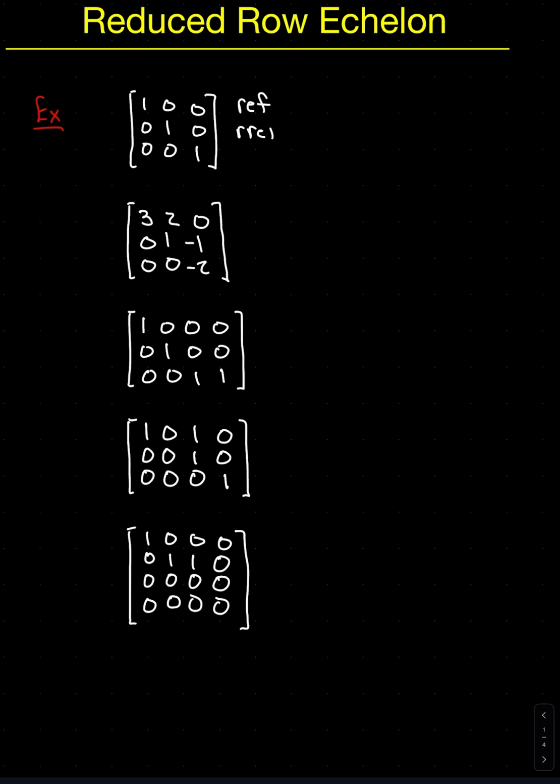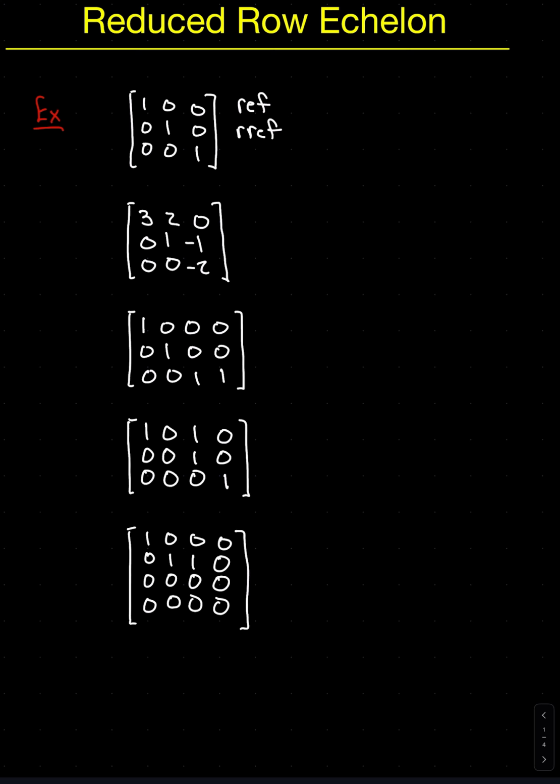But it's also in reduced row echelon form since every single one of the leading entries is 1, and every single leading entry is in a column all by itself. So reduced row echelon form is satisfied very clearly.